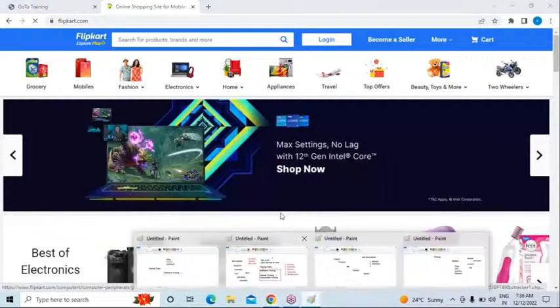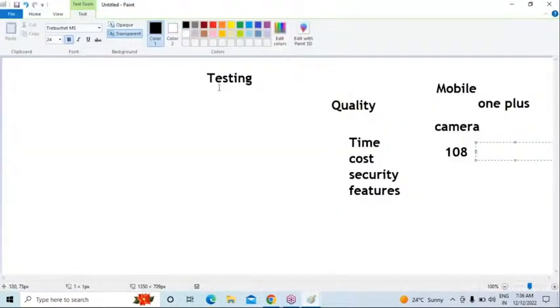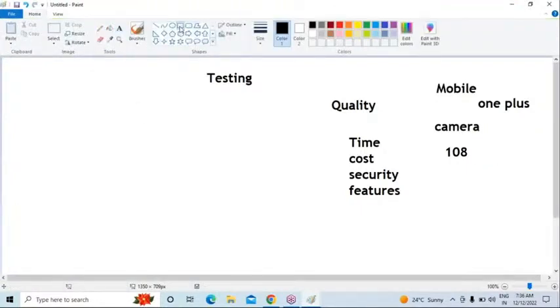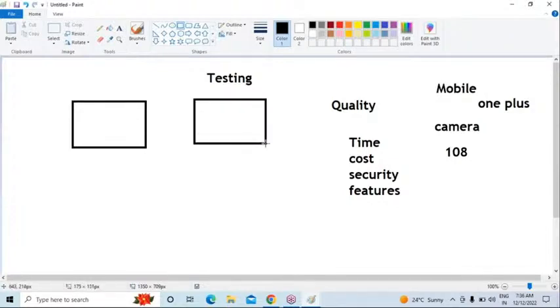So in order to check the quality of an application, we perform testing. What is meant by testing? Testing is a process of checking whether the developed application is going to meet the customer requirements or not. So who will develop the application?